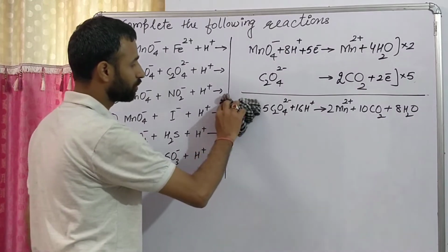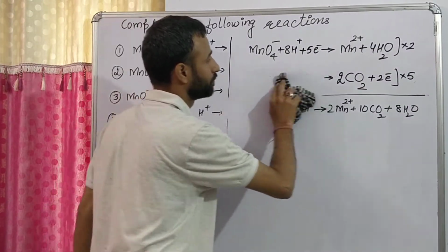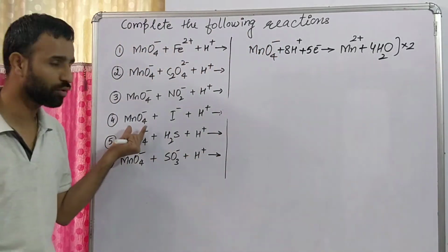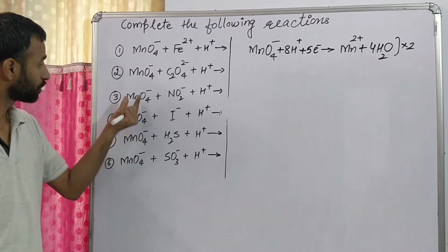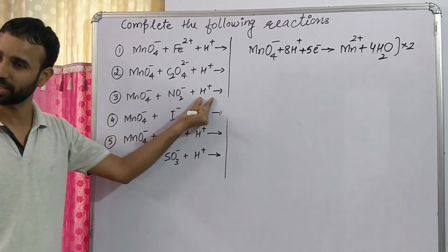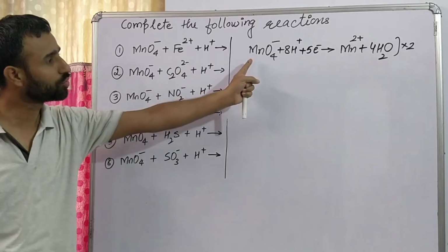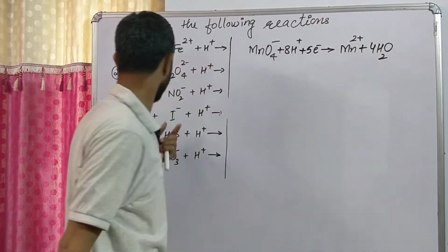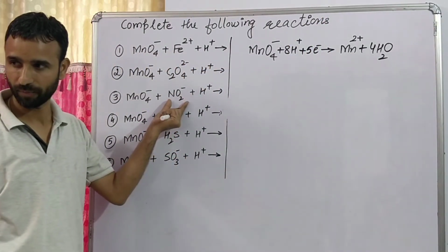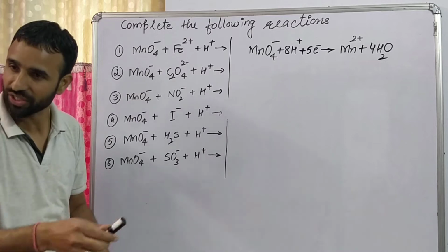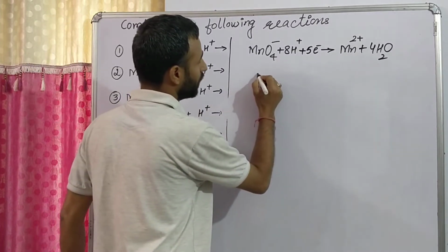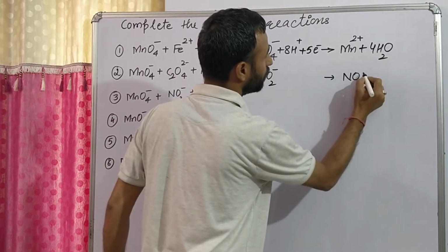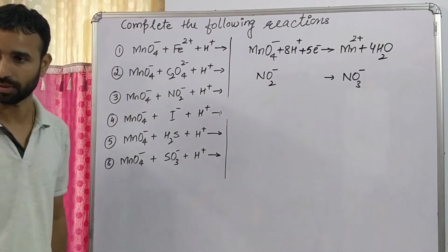Okay. Now come to the next. Again, MnO4 negative in acidic medium. Again, this equation remains the same. And now we have NO2 negative. So NO2 negative is oxidized. When NO2 negative is oxidized, it gives NO3 negative. That you have to remember.